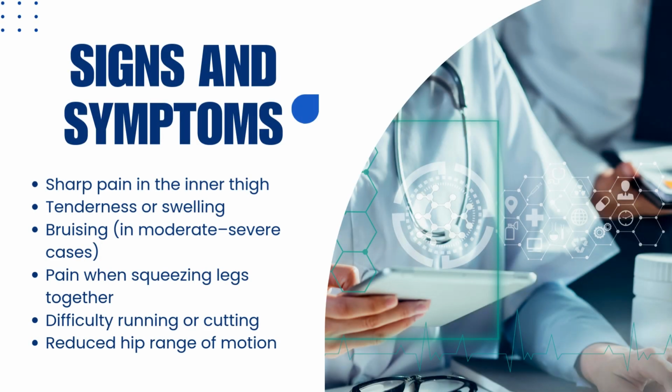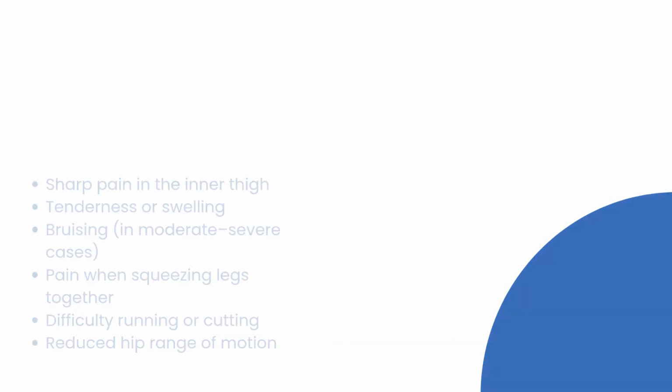Now, signs and symptoms. You usually have a sharp pain in the inner thigh, tenderness or swelling, and bruising that ranges from moderate to severe cases. That's basically when you've torn the muscle and it is bleeding. There is pain when squeezing your legs together. If you were to test it, you squeeze a pillow or a ball, or put your hands between your knees and try to resist closing. You also have difficulty running and cutting, and a reduced hip range of motion.